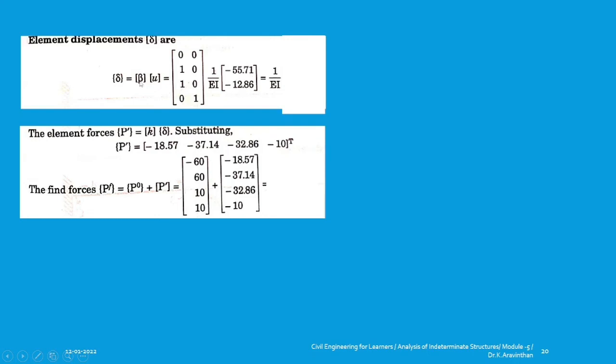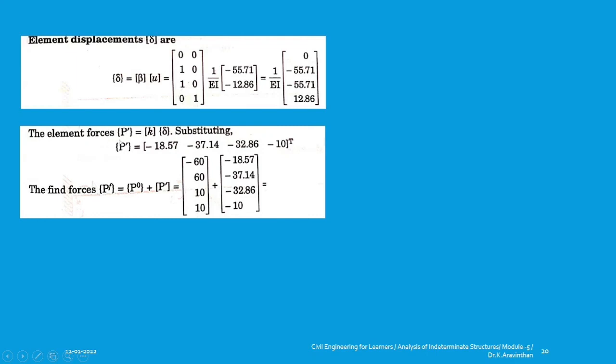You have to multiply by beta. 0 into 0 will be 0. So the first component will be 0, and the second, 1 into 55.71, will be this answer. The same way, 1 into 55.71 and 1 into minus 12.86 will be this answer.